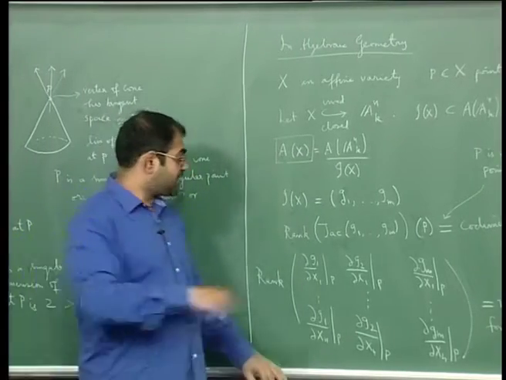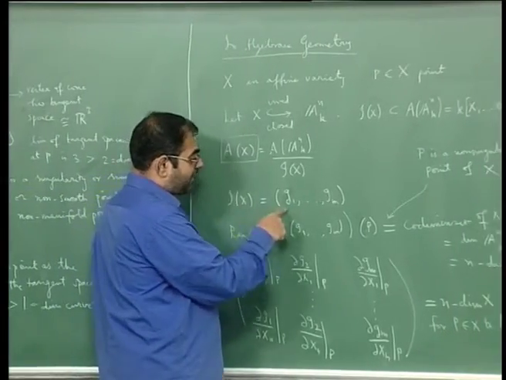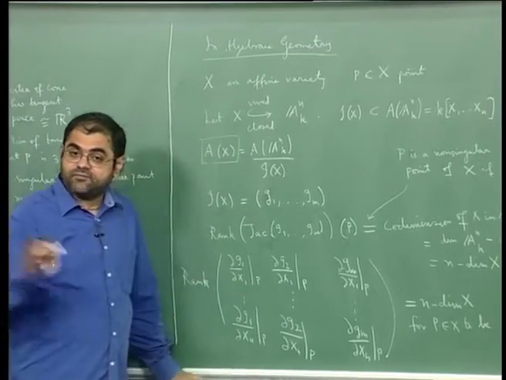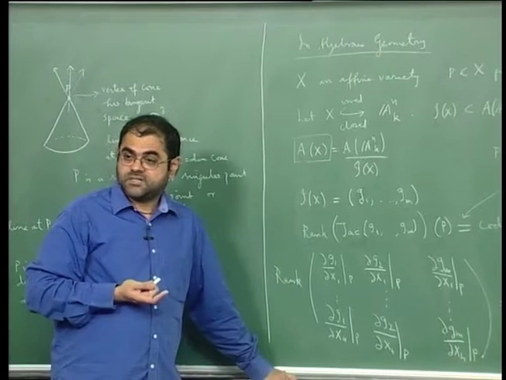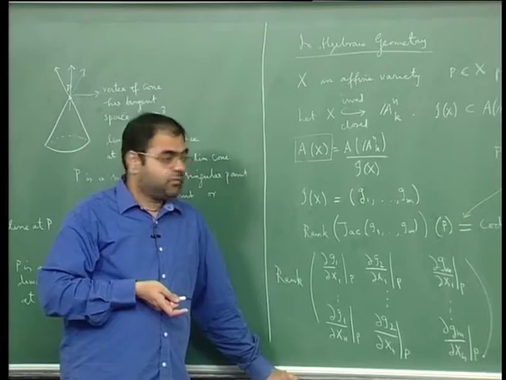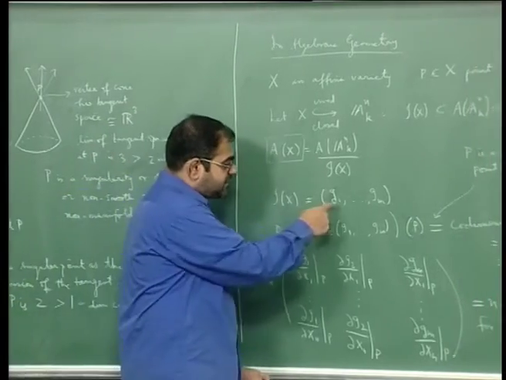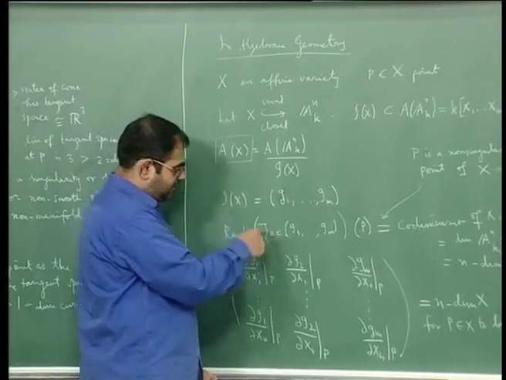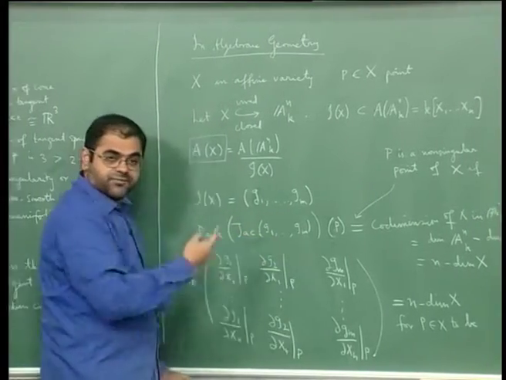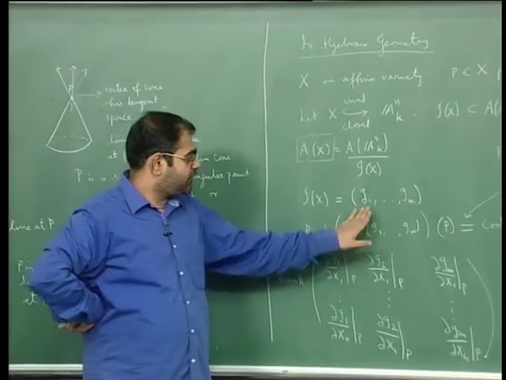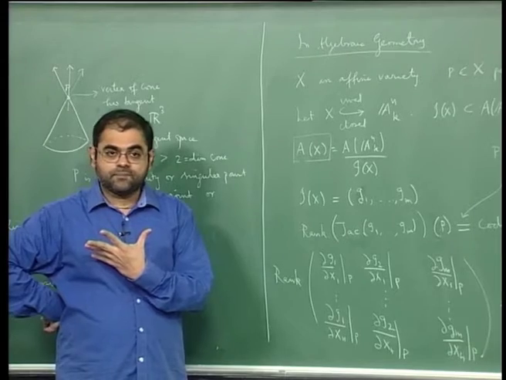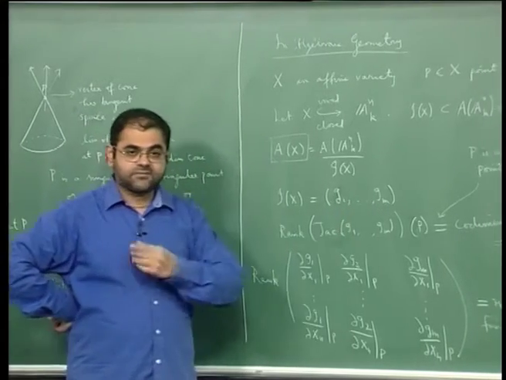What is the second ambiguity? The second ambiguity is here: when I write the ideal, I write a set of generators for the ideal. The same ideal can have different sets of generators. The sets of generators are by no means unique. So if I change these generators, then this Jacobian matrix itself will change. Even the number of generators I do not know; g1 through gm may be one set of generators.